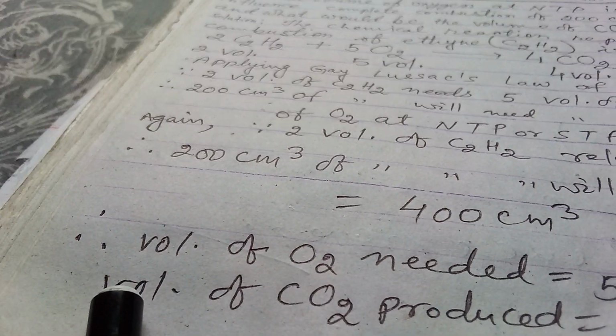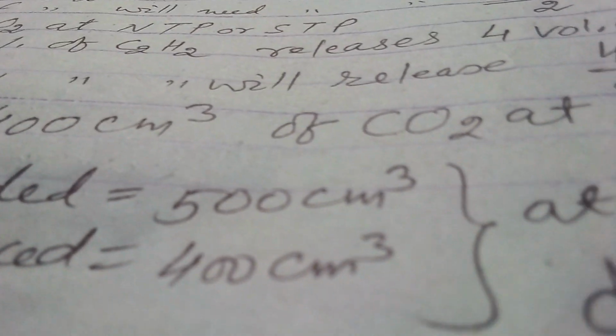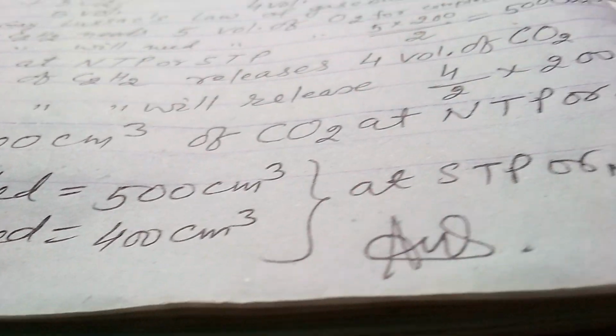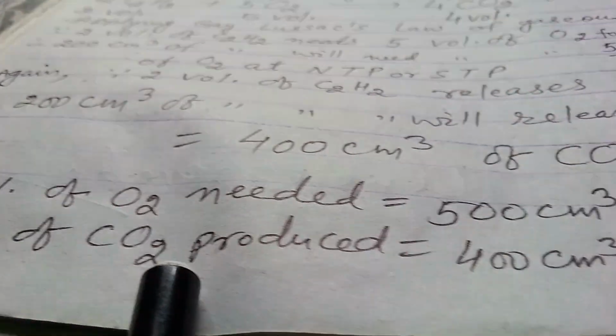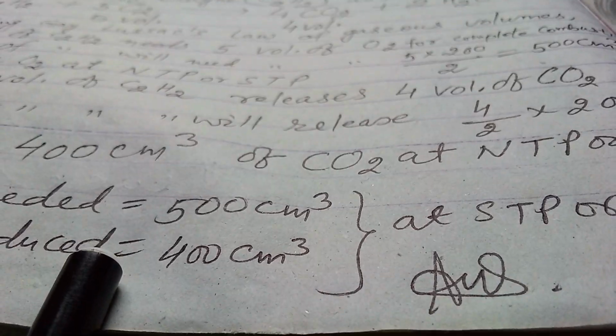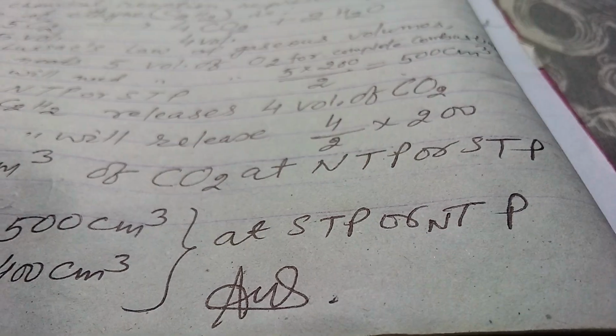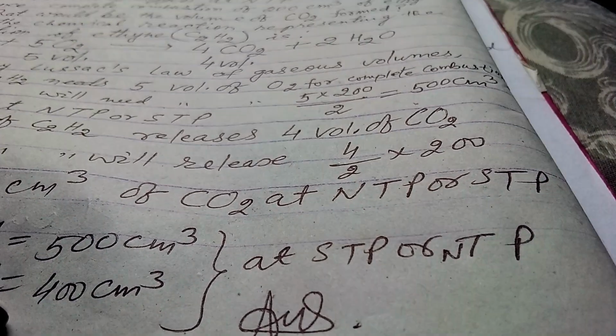Therefore, volume of O2 needed is equals to 500 cm cubed at STP or NTP, and volume of CO2 produced equals to 400 cm cubed at STP or NTP. So this is our answer.